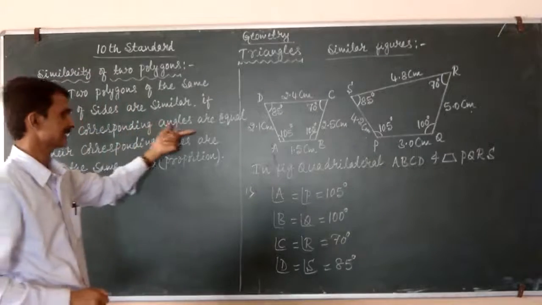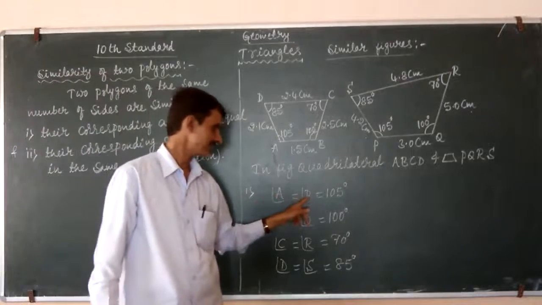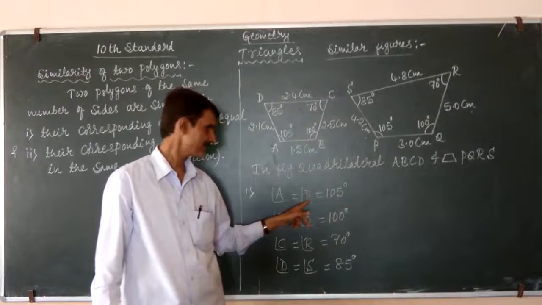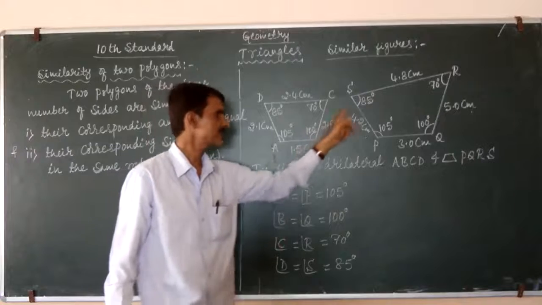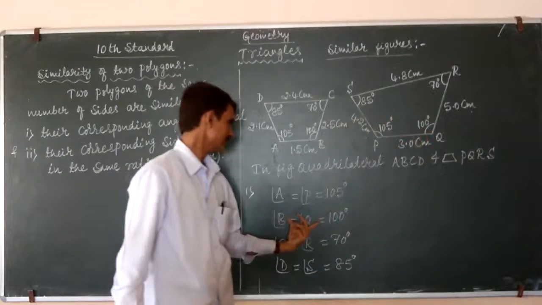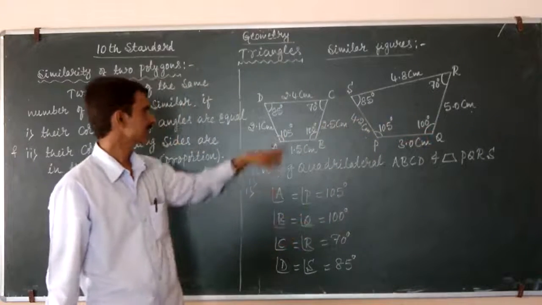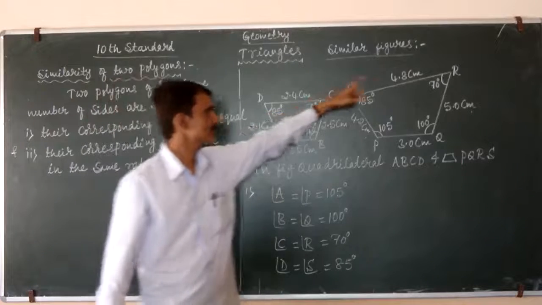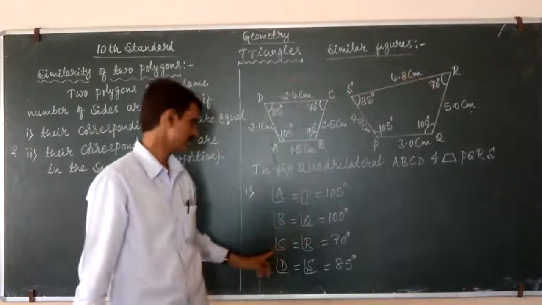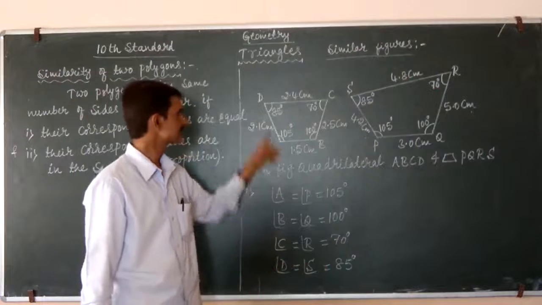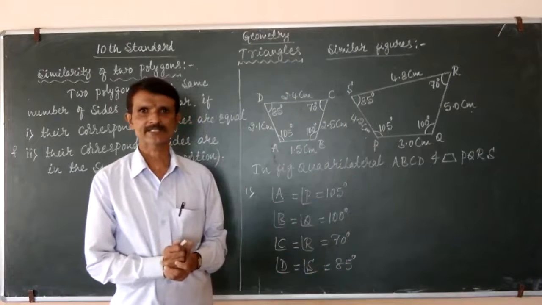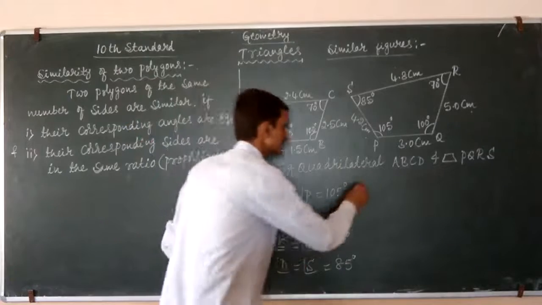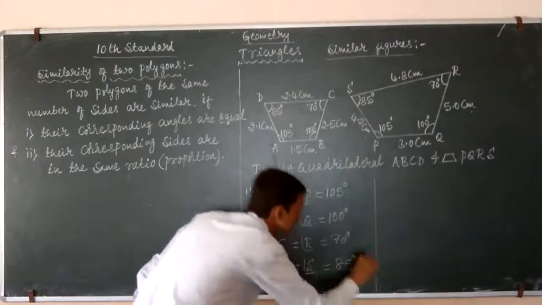The corresponding angles are equal. Angle A is corresponding to angle P, 105 degree. Angle B is corresponding to angle Q, is 100 degree. Angle C is corresponding to angle R, which is equal to 70 degree. Angle D equals angle S, which is equal to 85 degree. So now we will check the another condition.